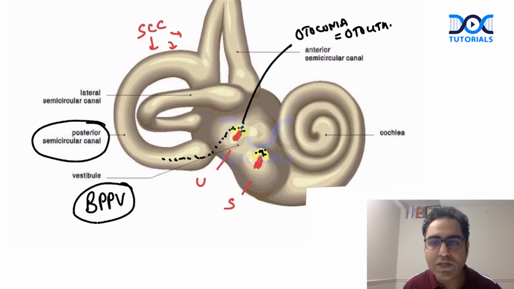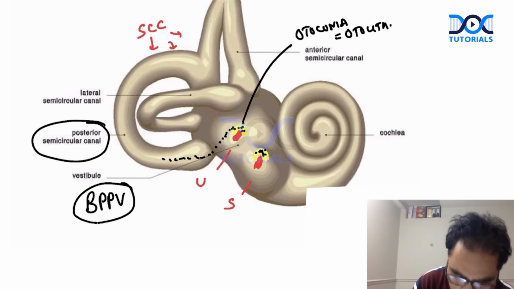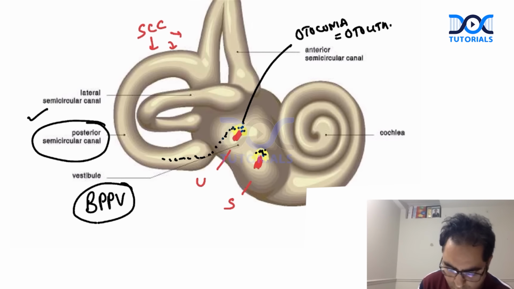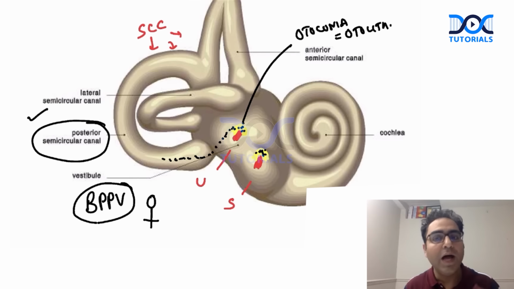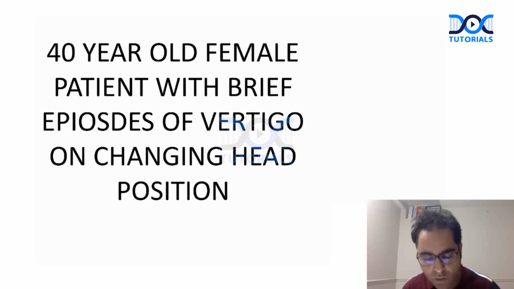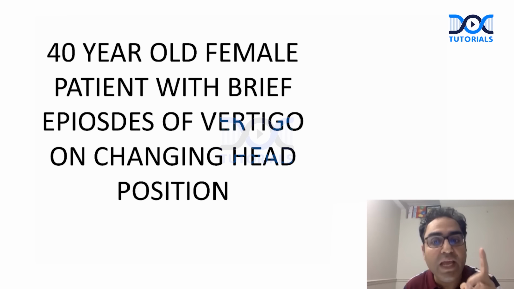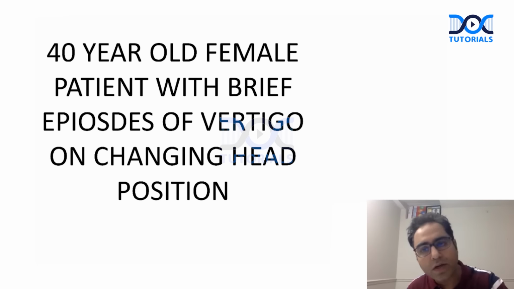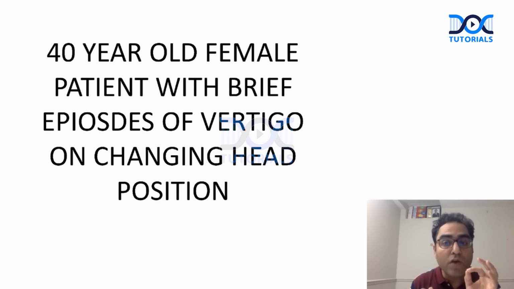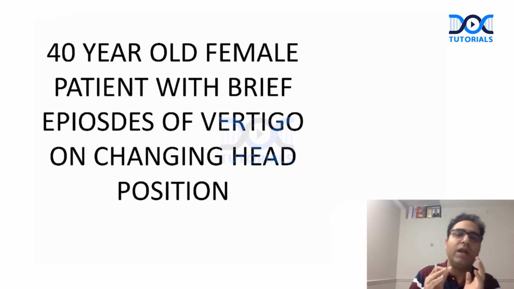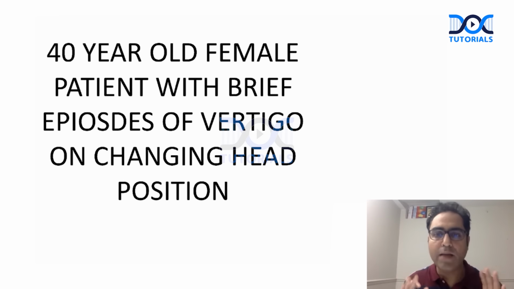Okay, most commonly, which canal is involved in BPPV? Posterior canal. The disease is more common in females. How will the MCQ come? As a clinical vignette: a 40-year-old female patient with a brief episode of vertigo on changing head position. The moment I change my head position, doctor, I feel dizzy for a few seconds only. Mind you, brief episode of vertigo. Only when I change my head position, while lying down or sitting, I feel vertigo for a few seconds and then I'm all right.